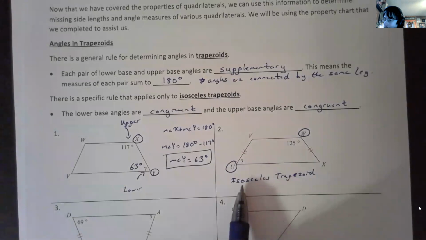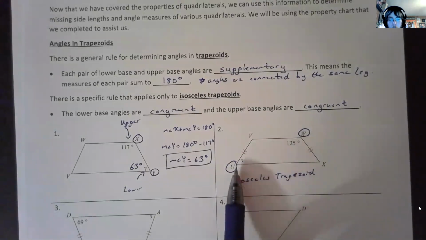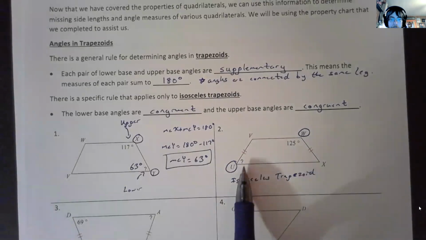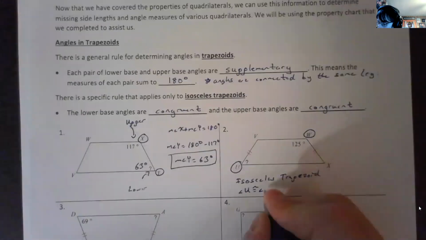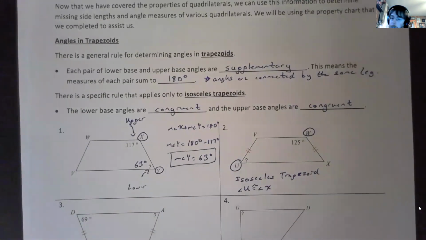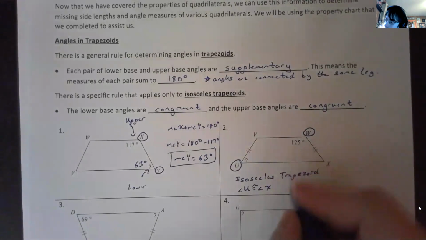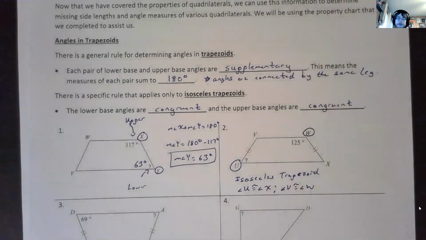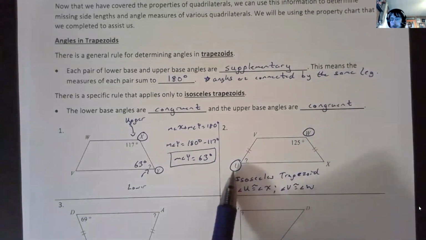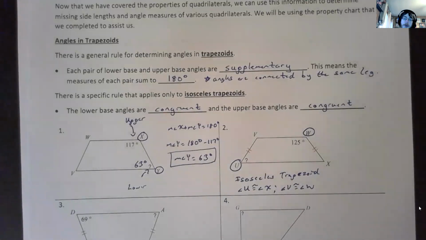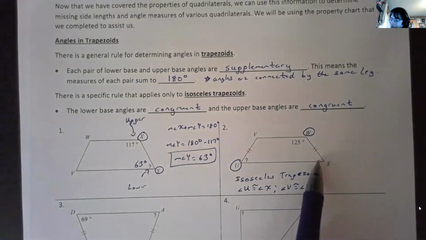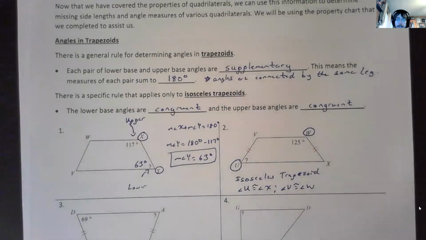Since this is an isosceles trapezoid, the lower base angles have to be the same. In this case, U and X are your lower base, so they are congruent. We also know that the upper base angles have to be congruent as well. So to find angle U, we can find either angle X or angle V, and then find angle U from those. I'm going to go for angle X because once I find X, U is exactly the same.